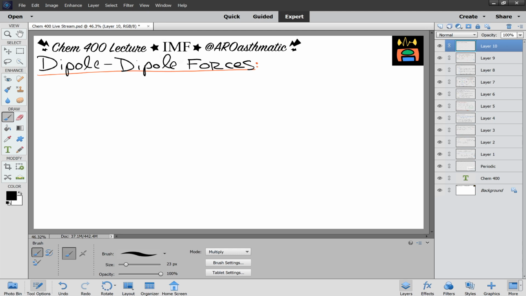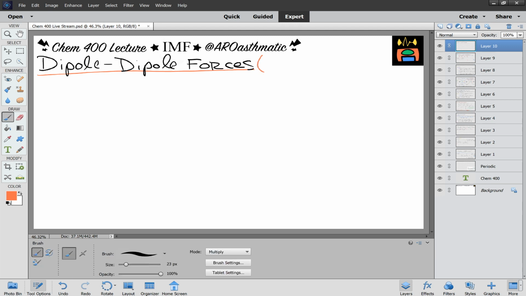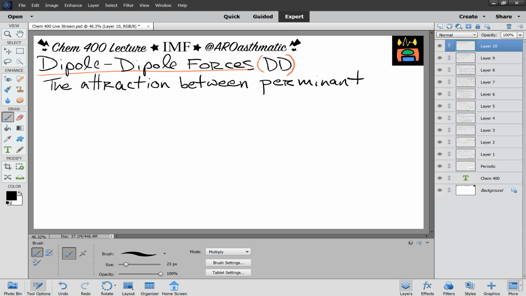London dispersion forces are based on a temporary partial charge, the attraction between temporary partial charges. Dipole-dipole forces, and you'll see me using D&D to abbreviate dipole-dipole forces, are based on the attraction between permanent partial charges.